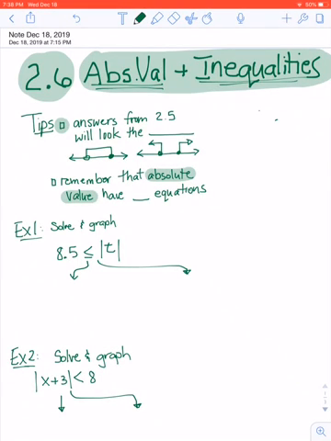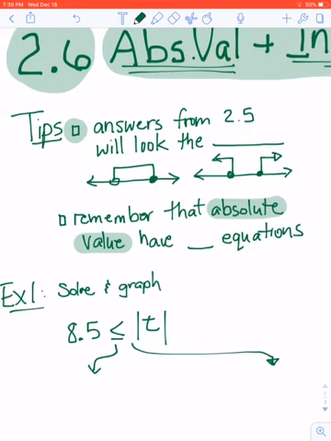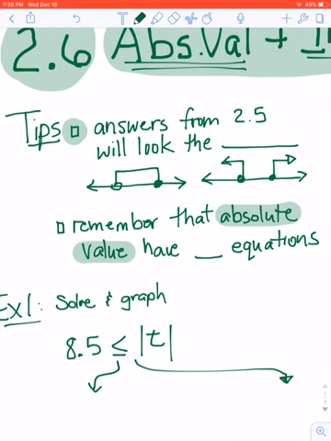Okay, today we're starting a lesson called Absolute Values and Inequalities, and you are solving them. First of all, a few tips to get going. Answers from 2-5, that is our answers that we had from the last section that look like hockey goals or hockey sticks, will look the same as they did in 2-6. Okay? So when you get to the end of each problem, you'll see that composite inequality.